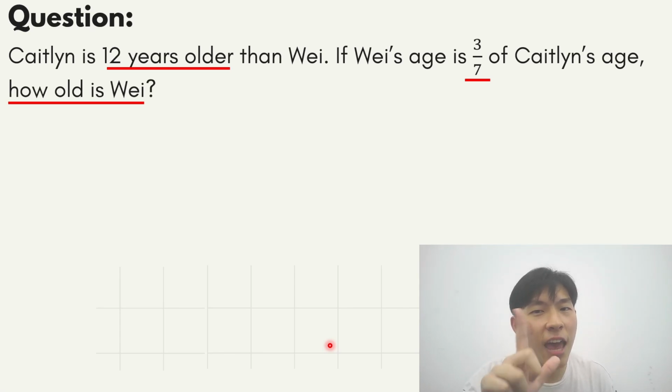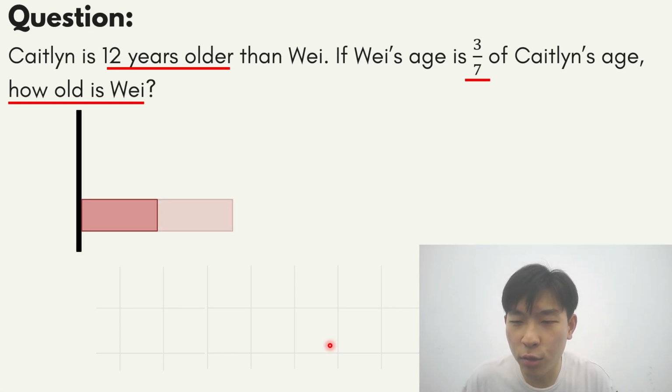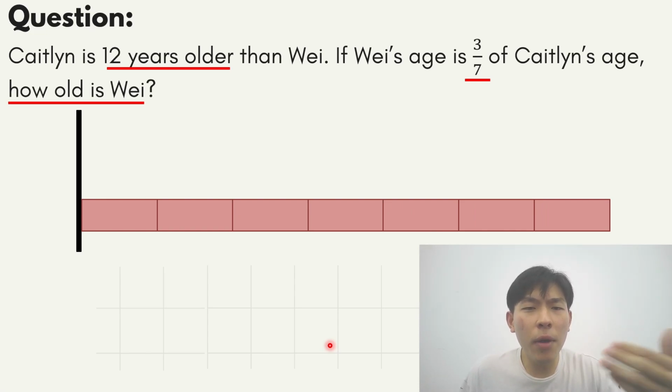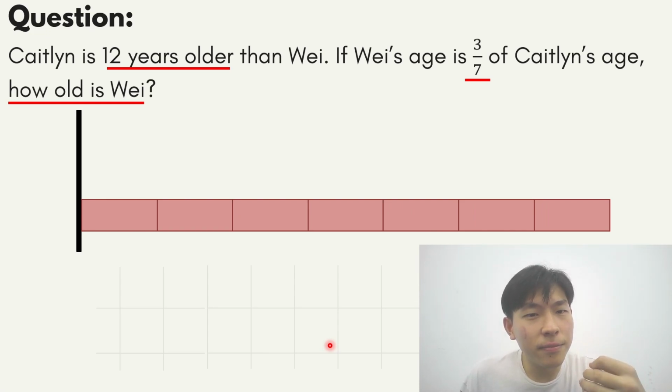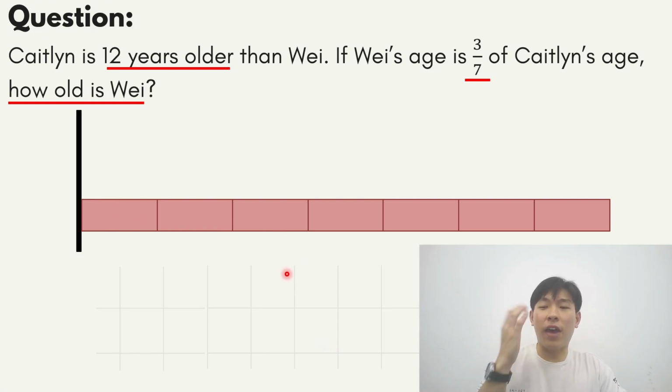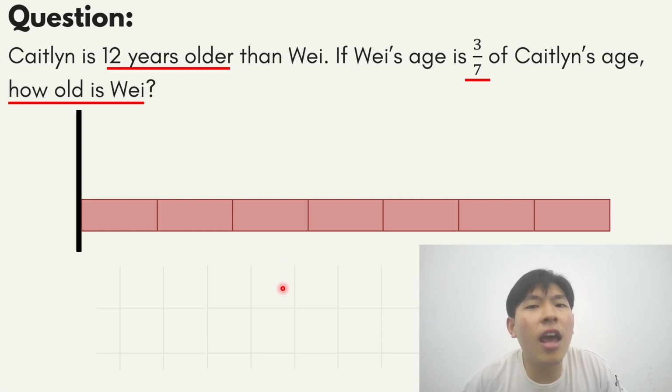Very good. I should draw 7 boxes. So let me draw 1, 2, 3, 4, 5, 6, 7. Very nice. Then, what about the numerator? 3. Which means that I should shade how many boxes? 3 boxes. Perfect. But now, let's try to understand first.